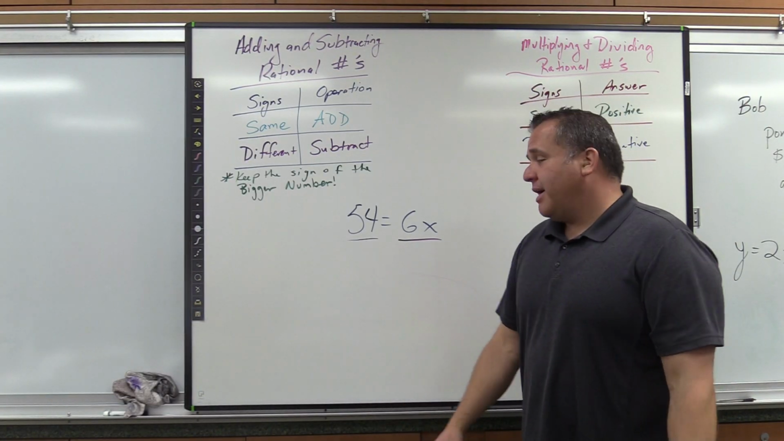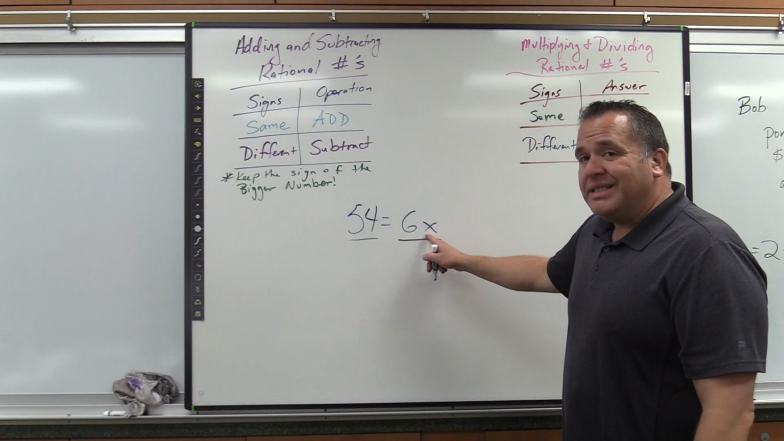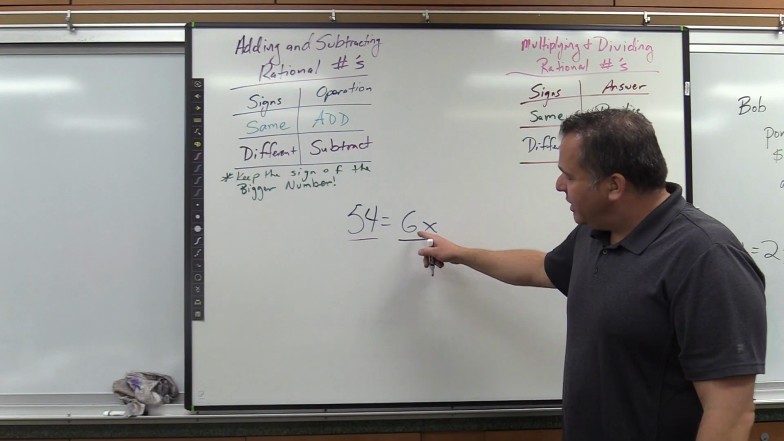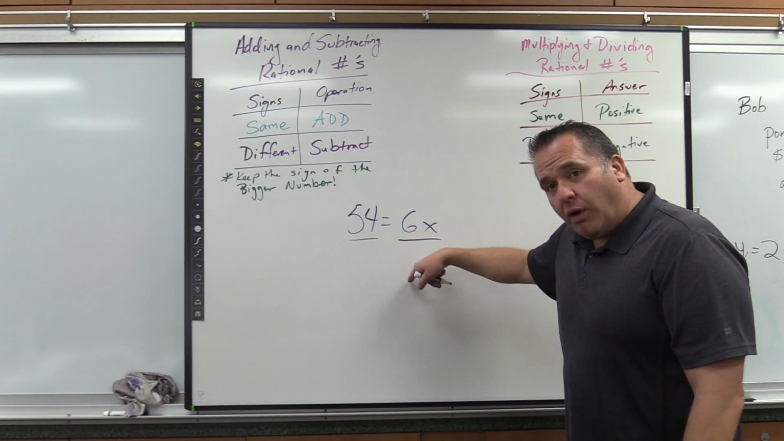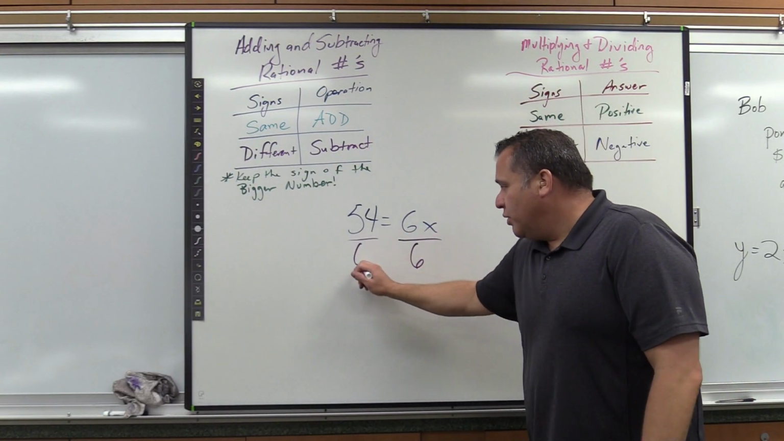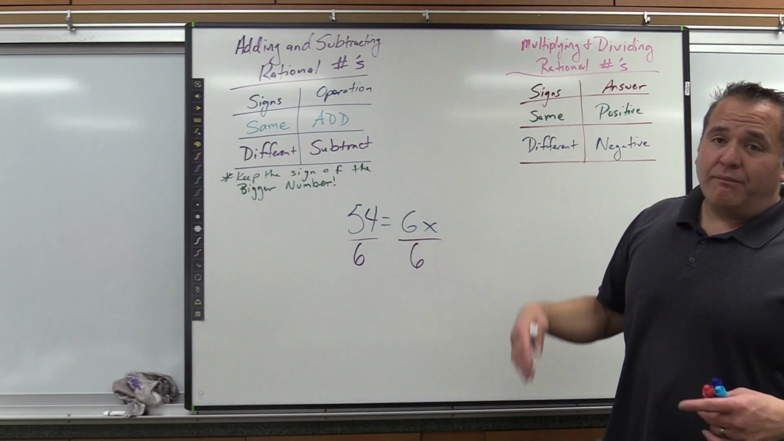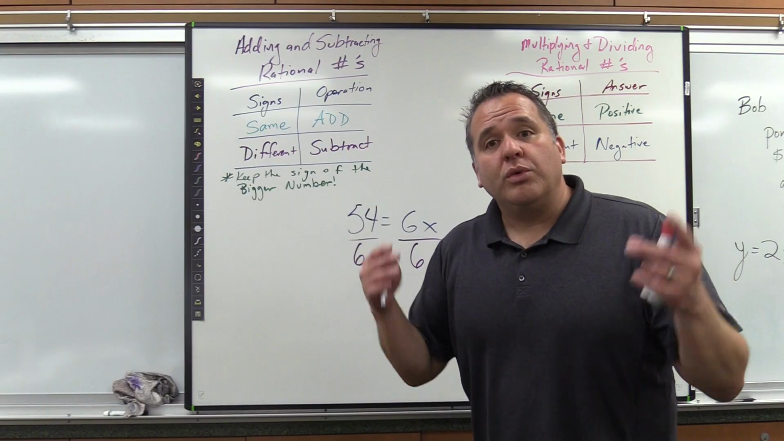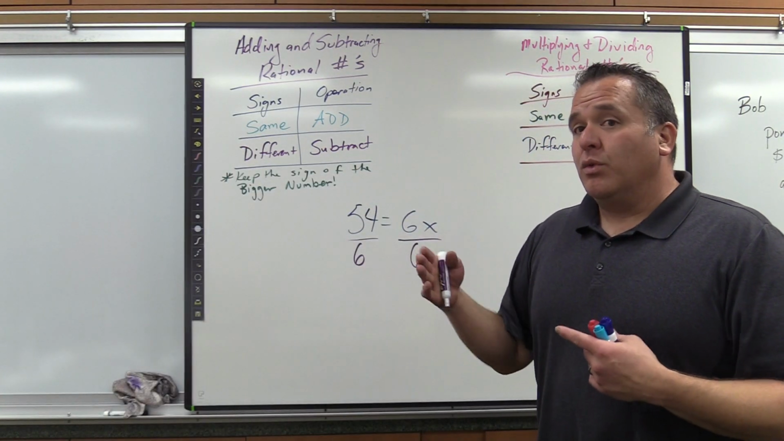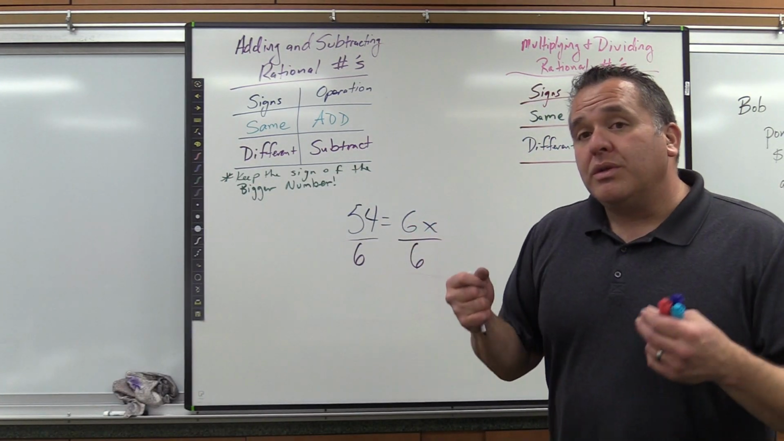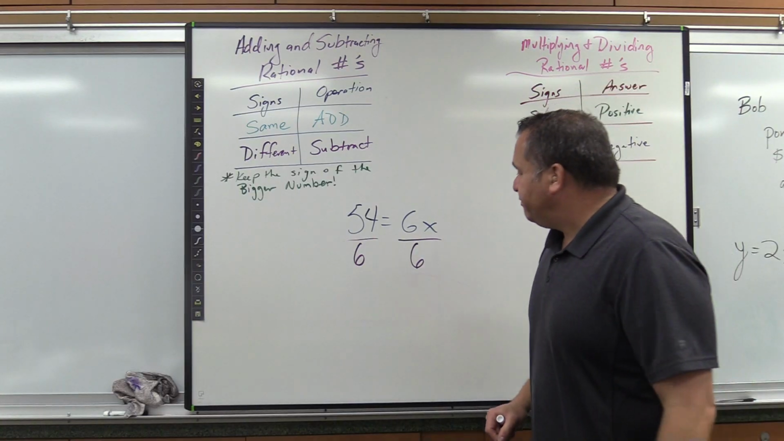Now what are we going to divide by? Whatever number is next to the x. What's next to the x? Positive 6. So on the bottom, we're going to use positive 6. Many people want to put negative 6 because they get confused with adding and subtracting. Don't do that. This is multiplying and dividing. So when you do this, you need to make sure you use the same number.